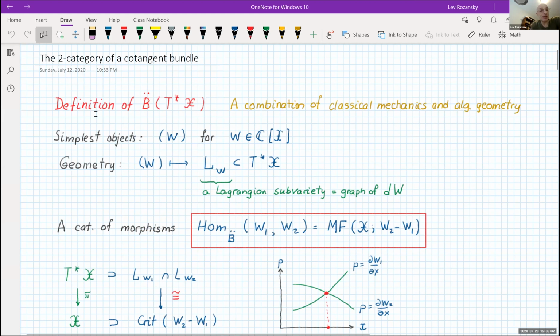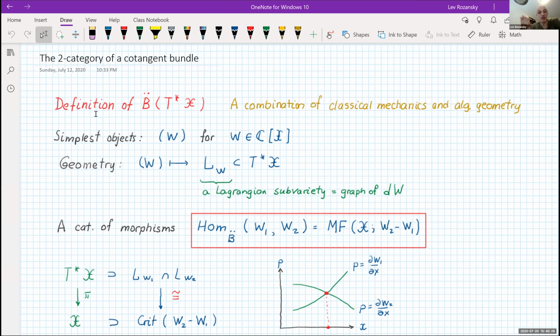Okay, so now let me talk about the 2-category of the cotangent bundle. I already mentioned it, so I could go faster maybe. This is a combination of classical mechanics and algebraic geometry, or symplectic geometry and algebraic geometry. The simplest objects in this 2-category of the cotangent bundle are functions on X. The category itself will be formulated in terms of X, but there is a geometric counterpart to this construction. The things that we do by working with modules over C of X can be explained, at least intuitively, in terms of the geometry of the cotangent bundle.